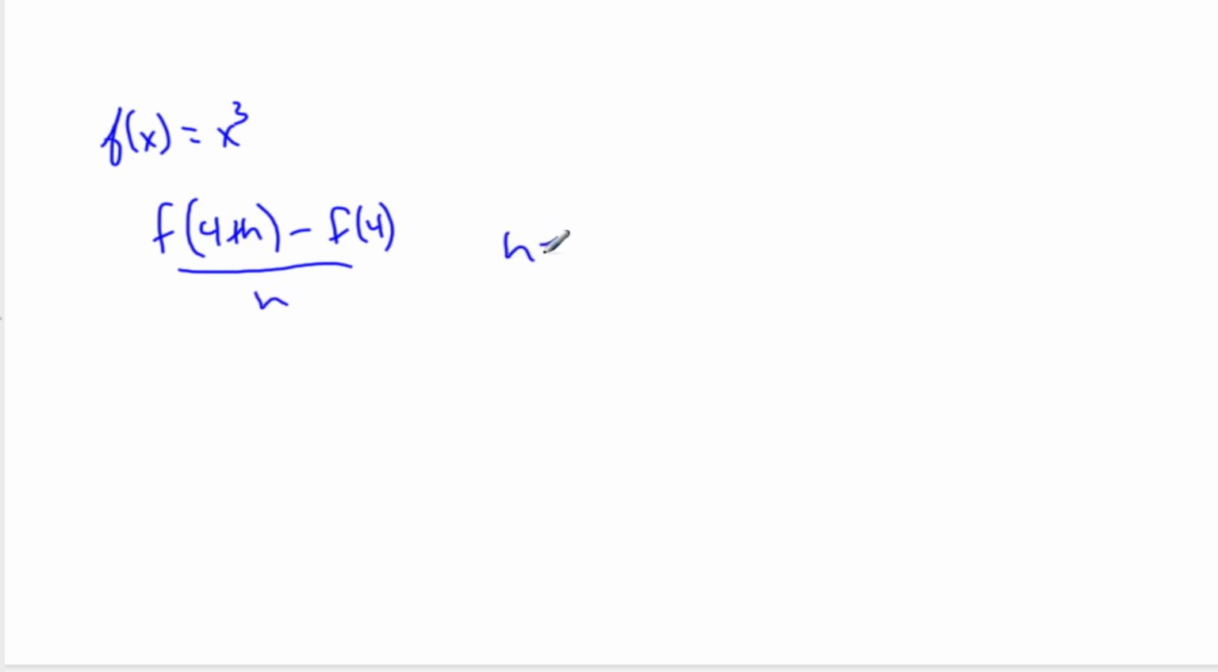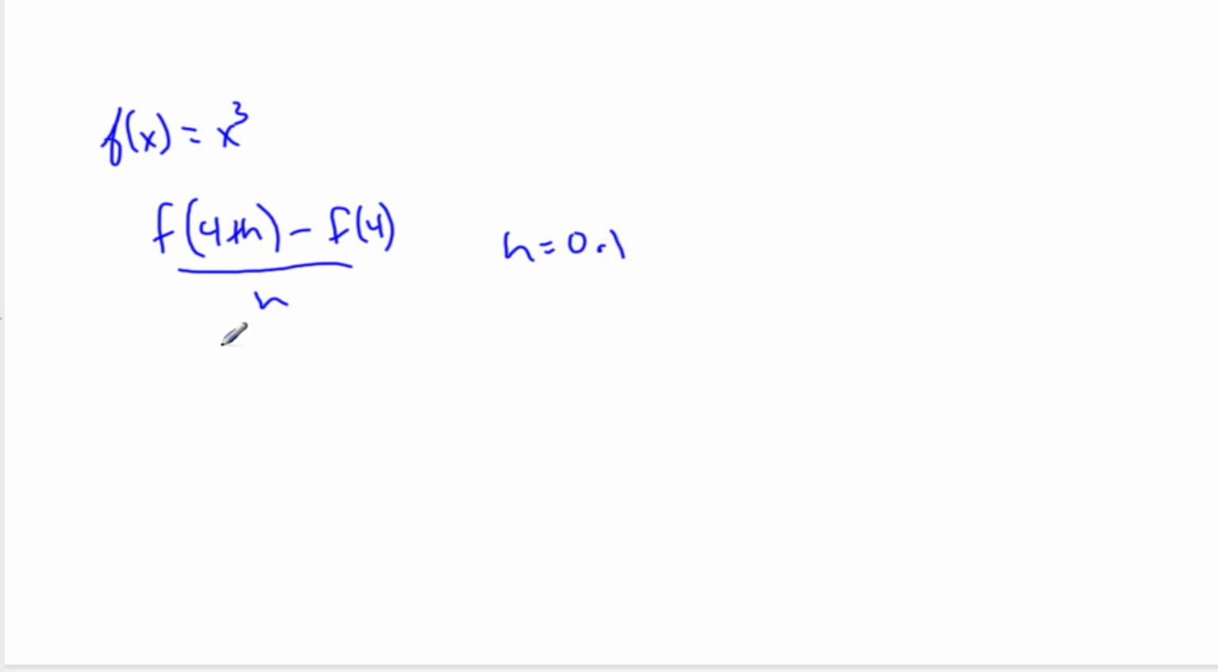Alright, for this problem, we have f of x, our function, equal to x cubed. And I want to look to see what happens at f at 4 plus h minus f at 4 over h. What happens to that when h equals 0.1?